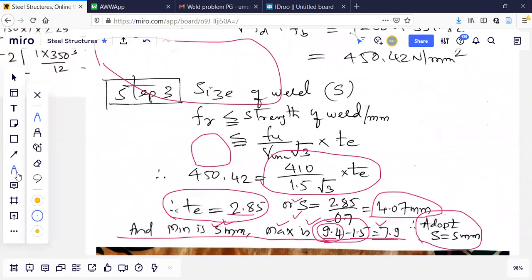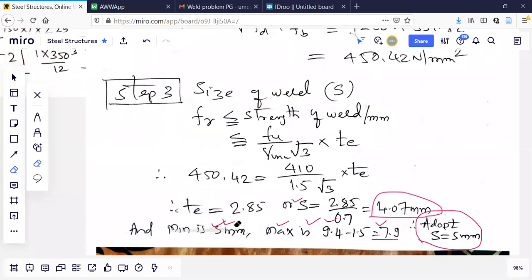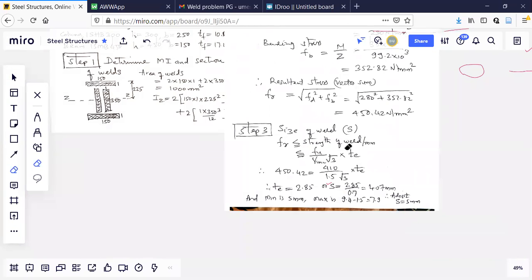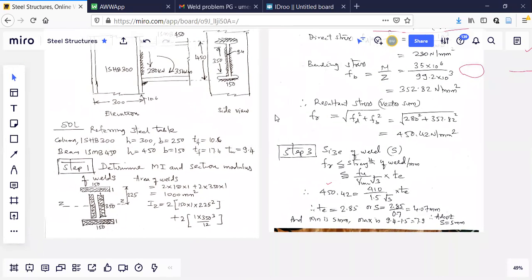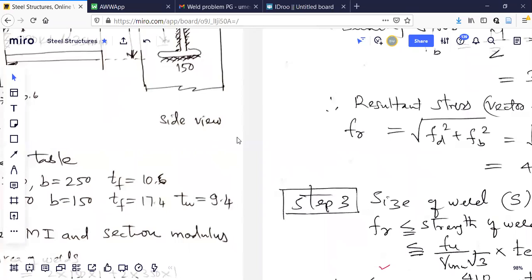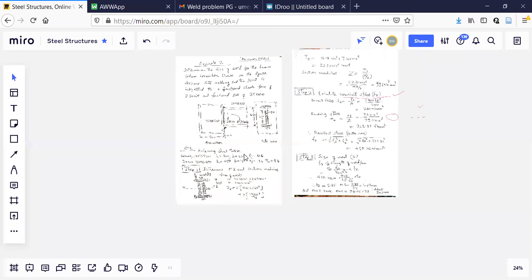So here, this is your... These 2 pages, I'll share it later on. I will send it in the group in PDF format. Only 2 pages are enough to design this. Design the connection using welds. Okay.